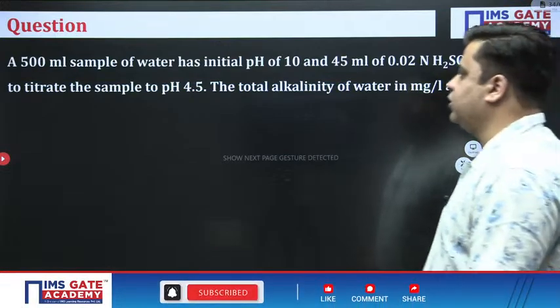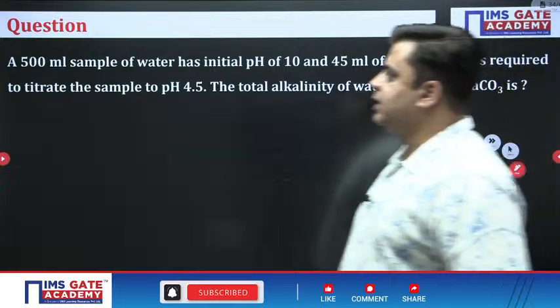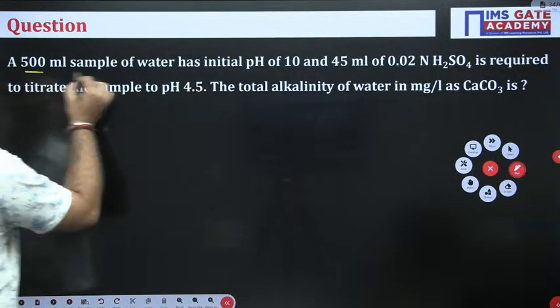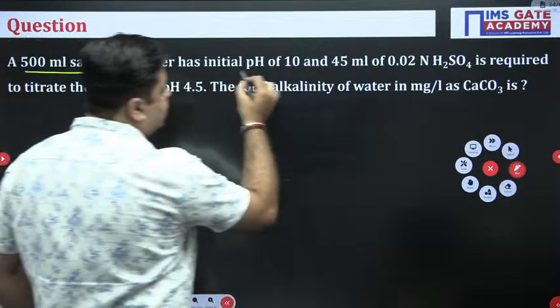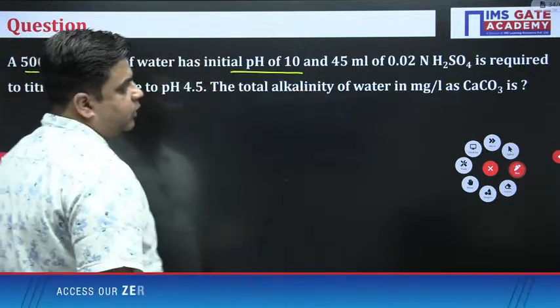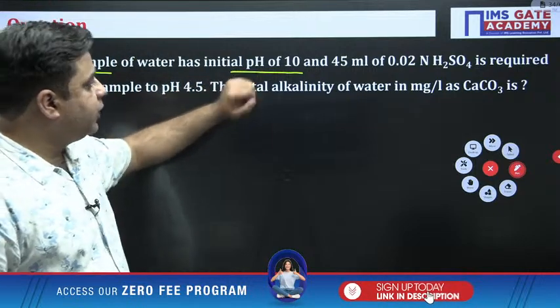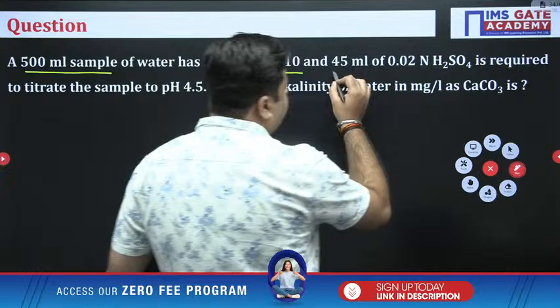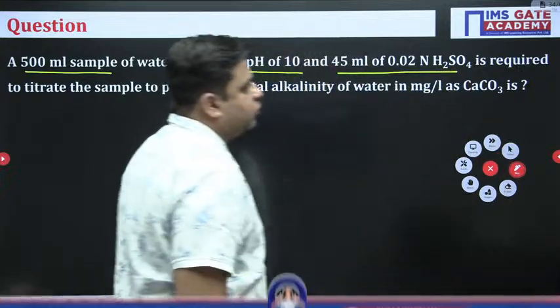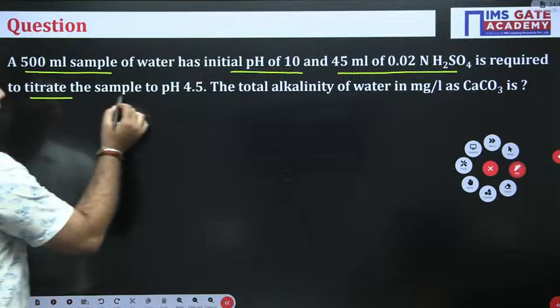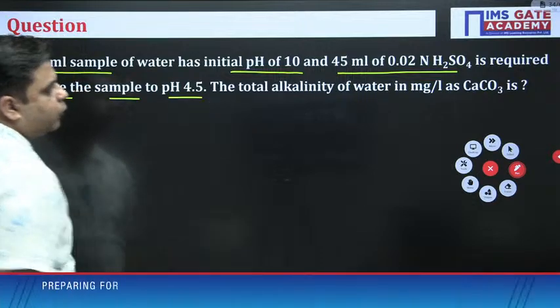This is the next question. Please try it. The question says that a 500 ml sample of water has initial pH of 10. 45 ml of 0.02 normal H2SO4 is required to titrate the sample to a pH of 4.5.